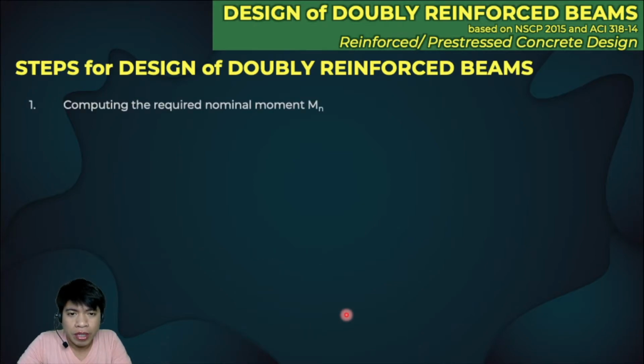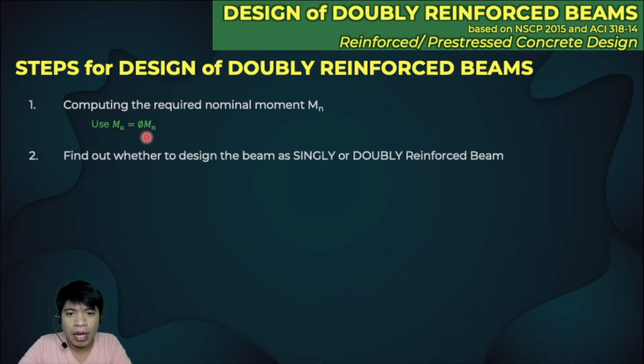Okay, so una is kailangan muna natin i-compute yung required nominal moment. That is yung MN. So yung MN guys is ito na yung moment na i-resist ng ating beam in the future. So para makompute natin si MN, gagamitin natin yung MU must be equal to phi MN. Yung ating phi dito is set natin siya to 0.9 para maging tension controlled yung ating beam.